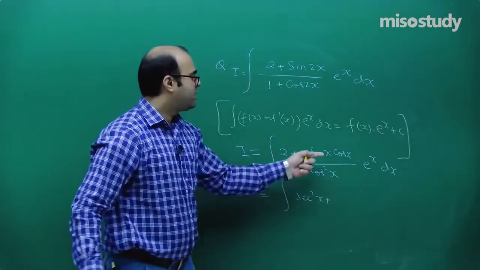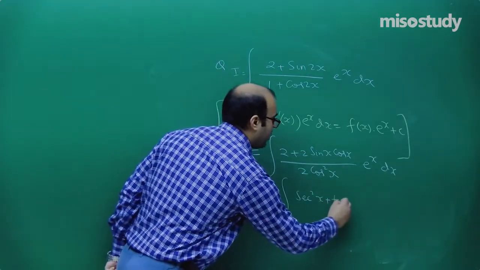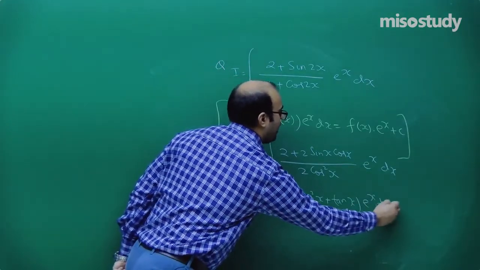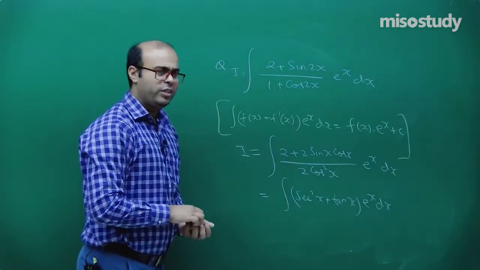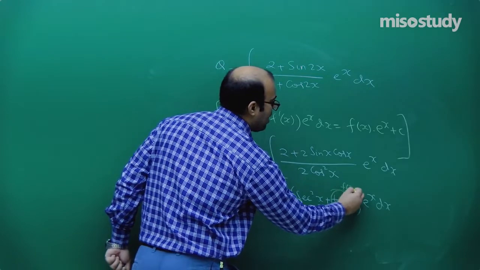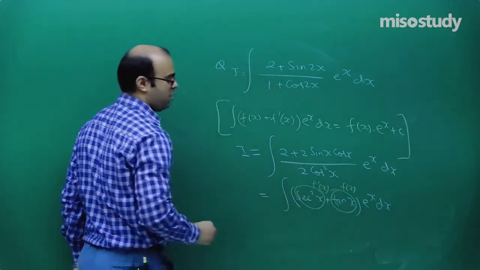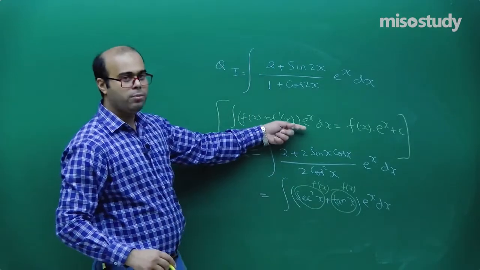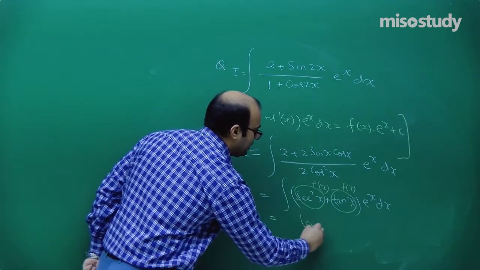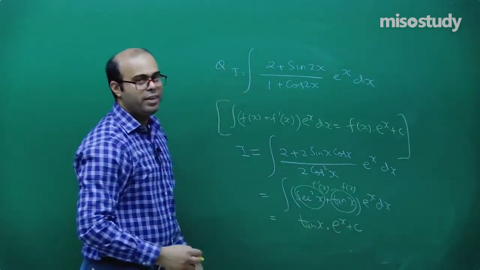Plus sin x cos x by cos square x will be written as tan x. So this is finally reduced to this form. Can we apply this formula now? Yes. Here the function f(x) is actually tan x and the function sec square x is actually the derivative of tan x. So we can say it is of this form. So the final answer should be f(x) e to the power x, that is tan x into e to the power x plus constant of integration.